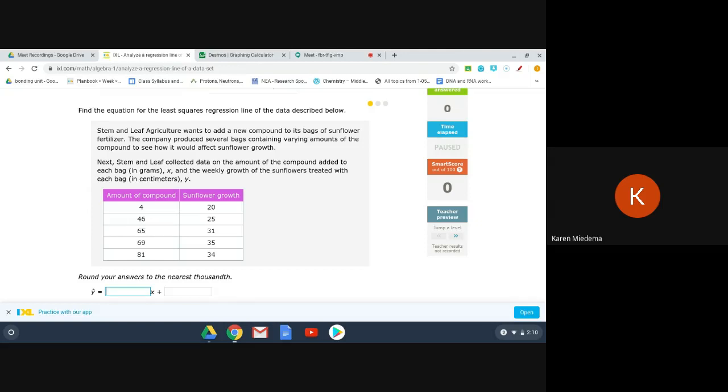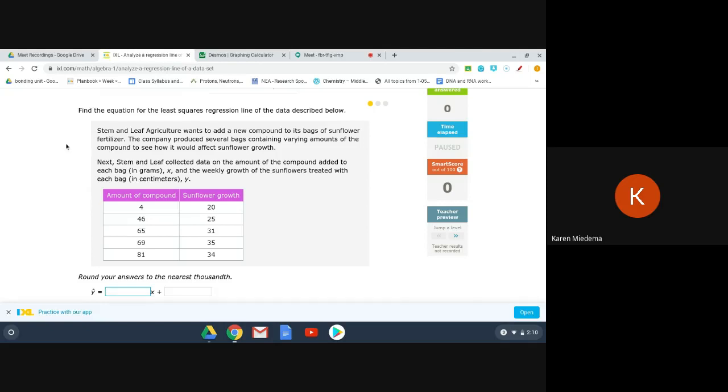But I'm actually going to show you how to use the graphing calculator to calculate what the rate is in addition to what the starting value is. So we're going to find out what m is for the rate and what b is for the starting value. All right, let's take a look at this problem.